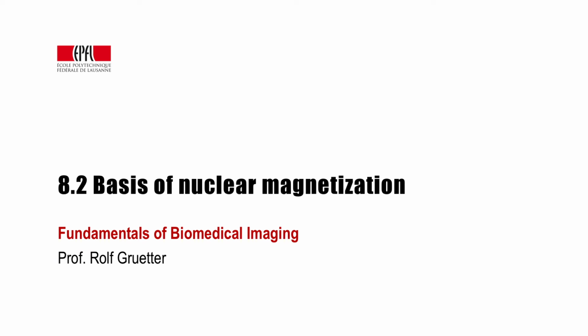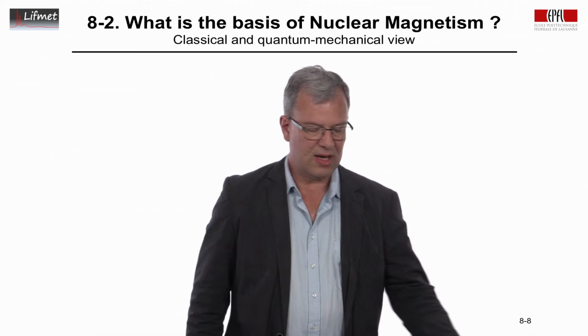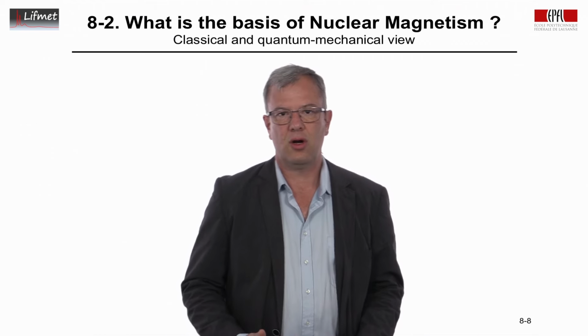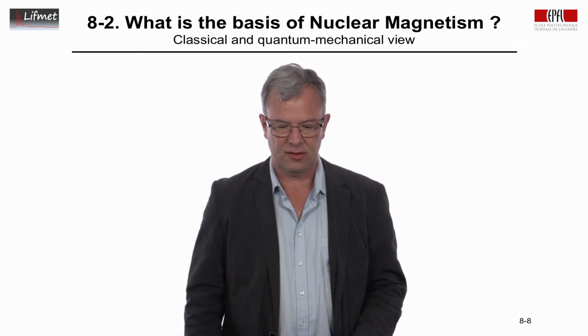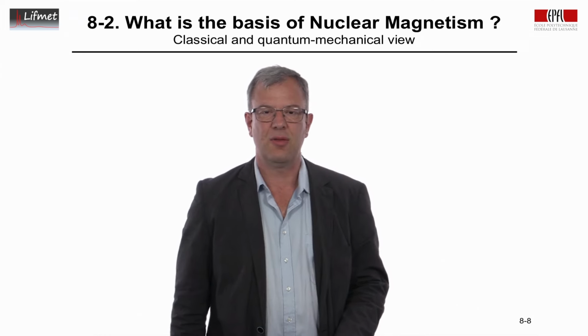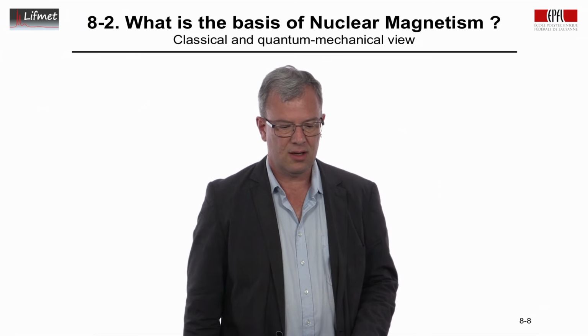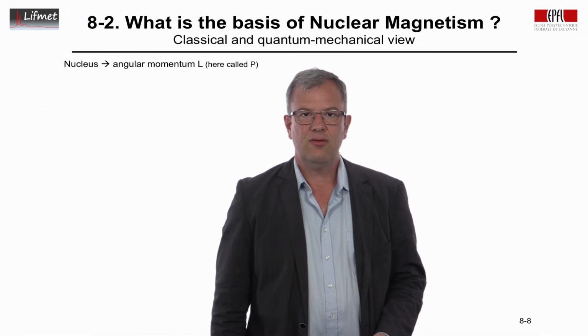So the question now arises is, how is nuclear magnetism generated? What is its basis? And we will here talk about the classical view, more than the strict quantum mechanical view, but I will make some references to the underlying quantum mechanical theory. Now, it is known from nuclear physics that a nucleus typically has an angular momentum, which we know from our physics classes is denoted L, but here it is called P.